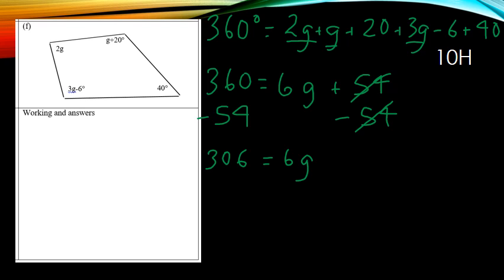And now all that is left is we have to know that 6g is really 6 times g. So the opposite of times is divide. So we divide both sides by 6. 306 divided by 6 equals 51. So G must be 51 degrees.